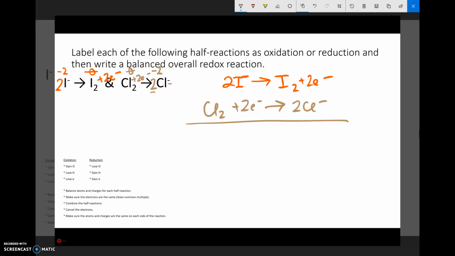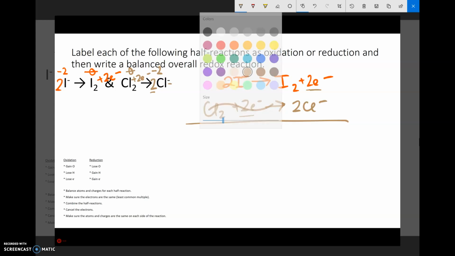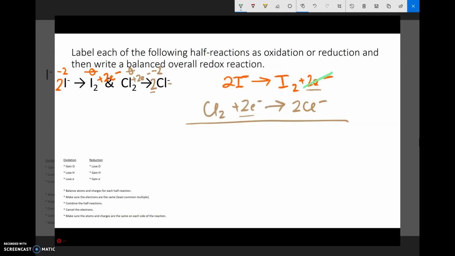So now what happens is we want to make sure that the electrons are the same. So we have 2 electrons on that half reaction and 2 in this one. So they're the same, so we don't need to do anything. We just need to cancel them out. So I'm going to go ahead and cancel those out, and then we bring everything down. So on the reactant side, we have 2 iodide ions plus 2 chlorine atoms.